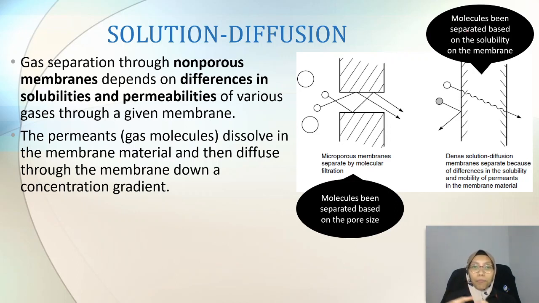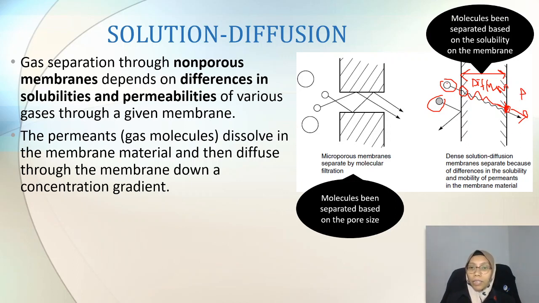The permeate, which is the gas molecule here, dissolves in the membrane material. So this one is your membrane, right? The first thing that occurs is this gas is dissolved in the membrane material, and then it diffuses. This one is diffusion taking over through the membrane material. After it reaches this point, what will occur? Then it's going to dissolve back to the permeate side.